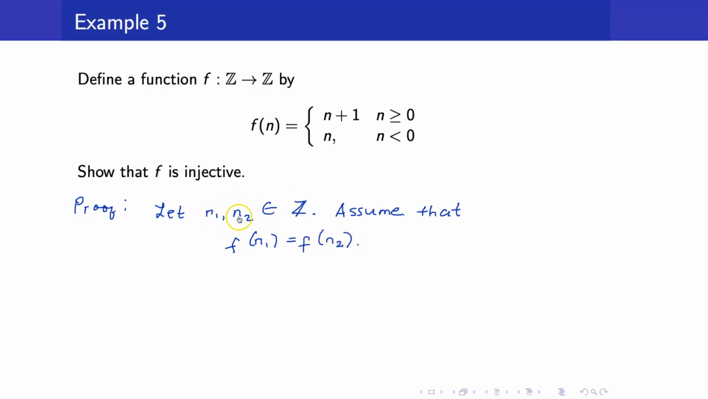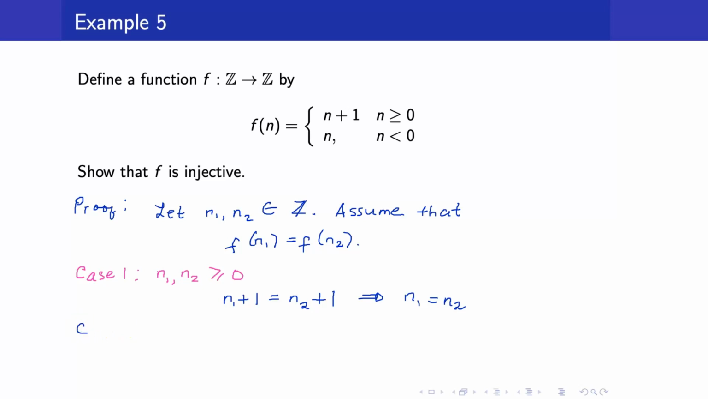Now, what can we say about these two arbitrary elements? We have to divide them into cases. And what will be the first case? Case 1, n1 and n2 are both greater than or equal to 0. So if that is the case, what is f of n1? That's equal to n1 plus 1, and f of n2 is n2 plus 1, which means that n1 is equal to n2. Okay. I am not writing in sentences again, but in your case, you should always write in sentences.